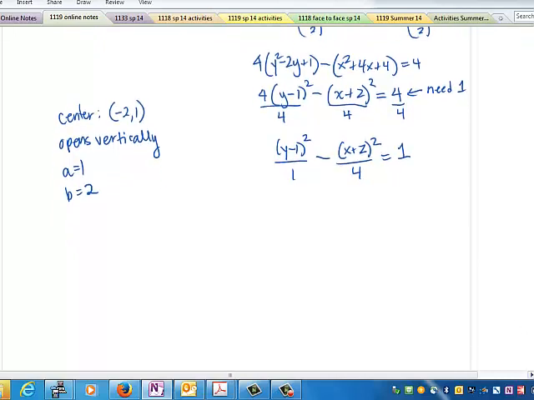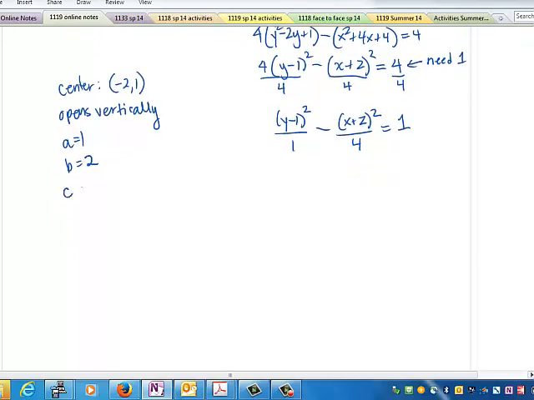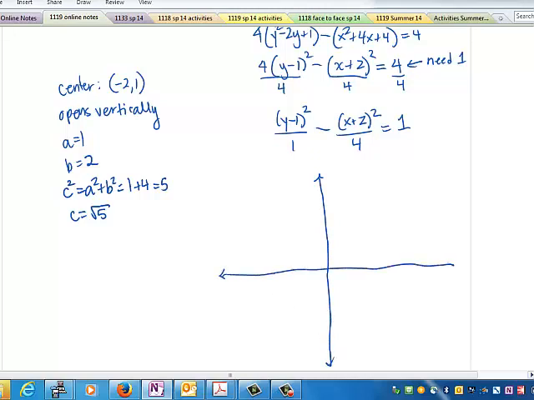So with that much information, let's put a sketch together. We could also write down, since we're thinking about it here, that c squared is a squared plus b squared, which in this case would be 1 plus 4, so 5. C would be the square root of 5. Okay, so now let's sketch this thing. Center, -2, 1. And opens vertically. So for a, we want to go up 1 and down 1. So we can see that the vertices are -2, 2 and -2, 0.